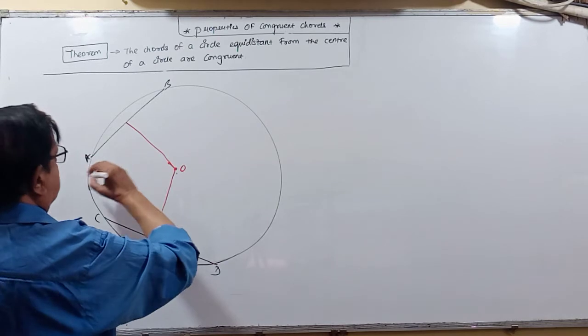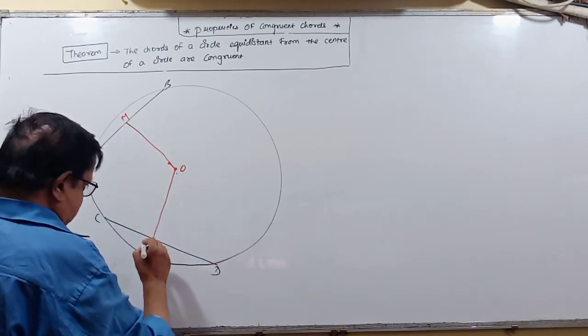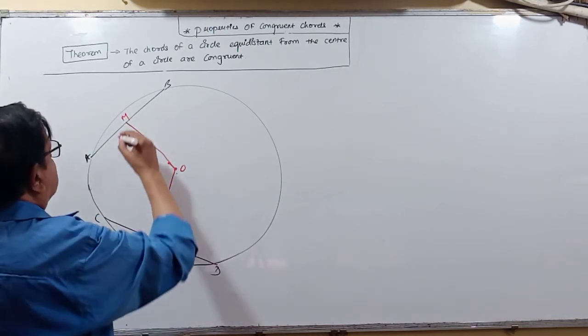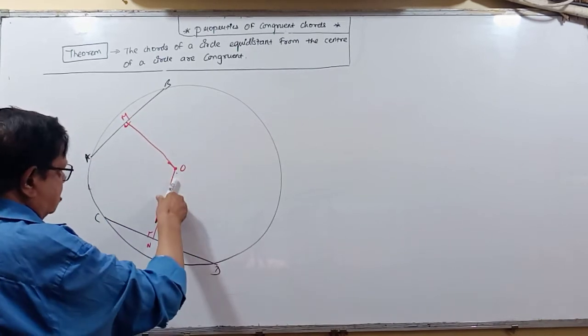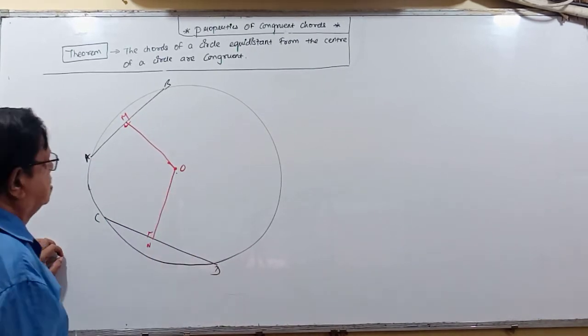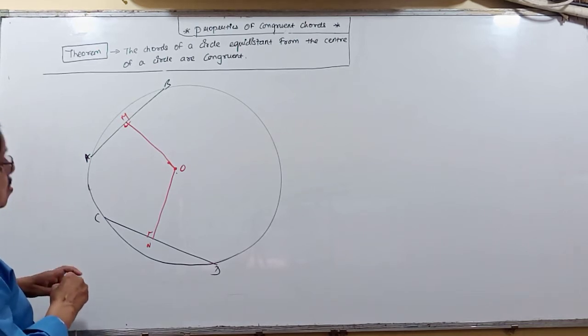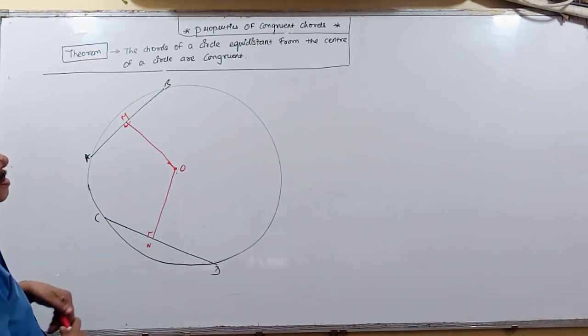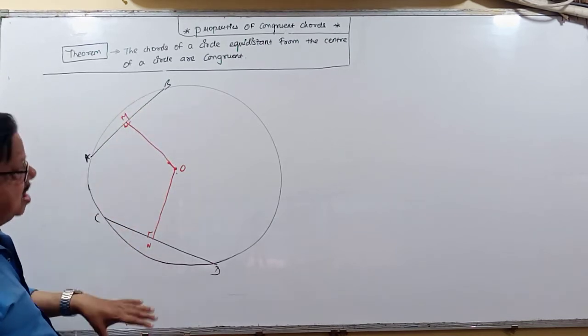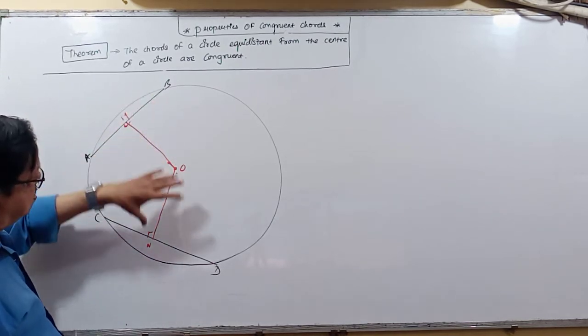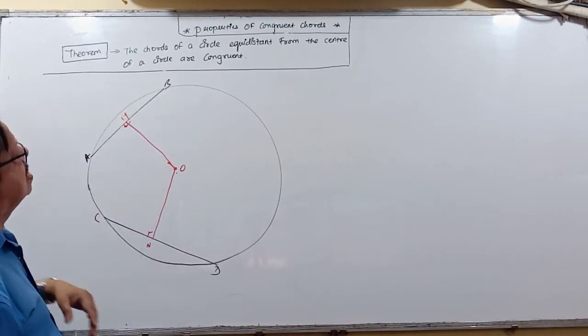The center is O. This is M, this is N. This is the distance of the chord from the center. This is the distance of the chord from the center. So this is the reverse of the previous sum. Previous sum: equal chords are equidistant from the center. Now: chords which are equidistant from the center are equal.